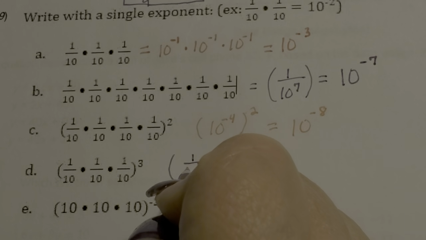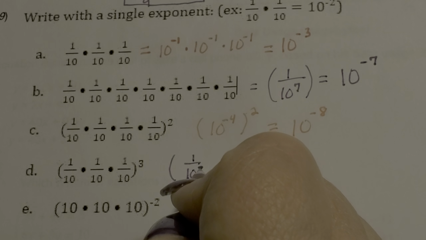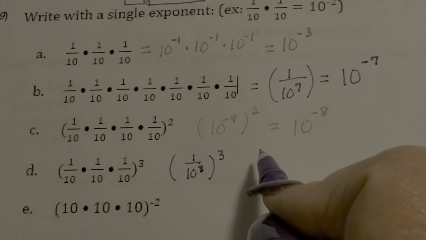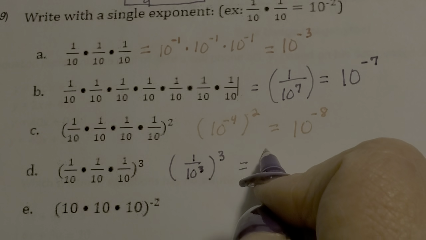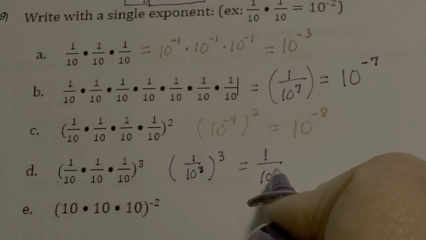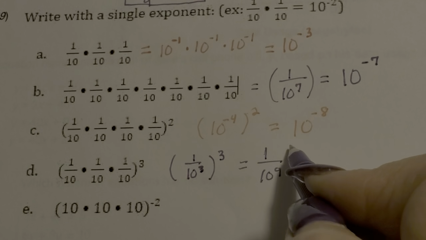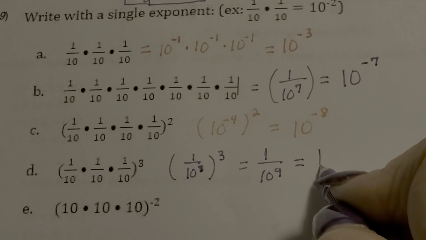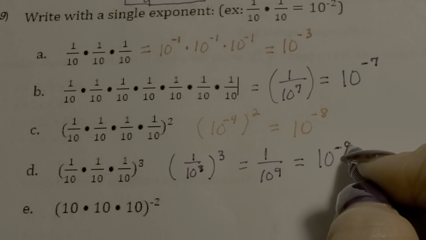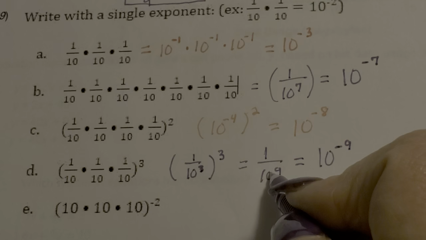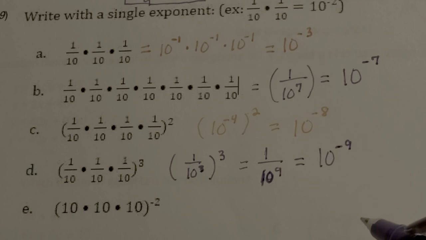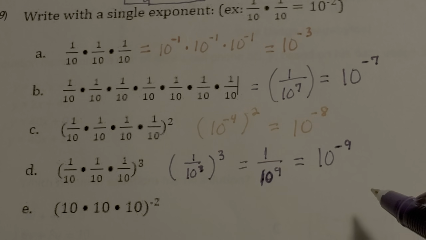or I could do 1 over 10 to the 3rd power raised to the 3rd power, which would give me 1 over 10 to the 9th power. If I want to move the base to the top, then my exponent becomes the opposite. In this case, the positive 9 becomes negative 9, and therefore we get 10 to the negative 9th power.